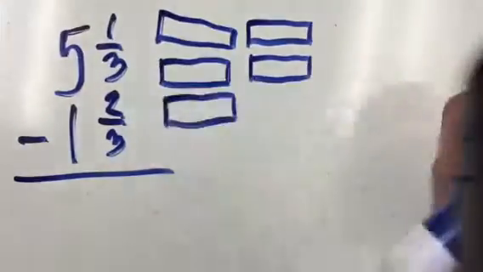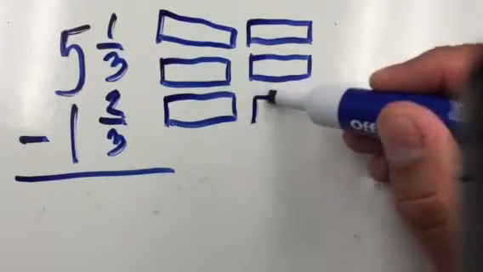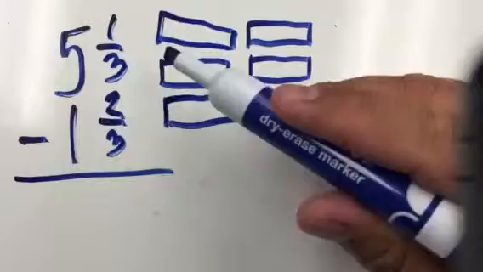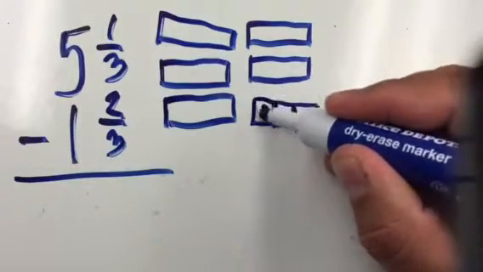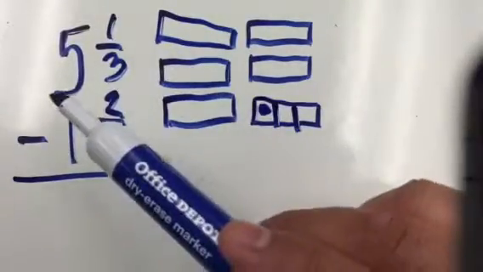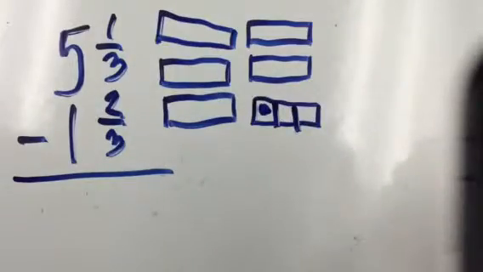I also got this 1/3 over here. I've got to represent that here too. So let's draw another bar. We'll cut this one into thirds, and I have 1/3, so I'm just going to put a dot to show that we have that 1/3. That's it. So now we've modeled 5 and 1/3 in our bars over here.